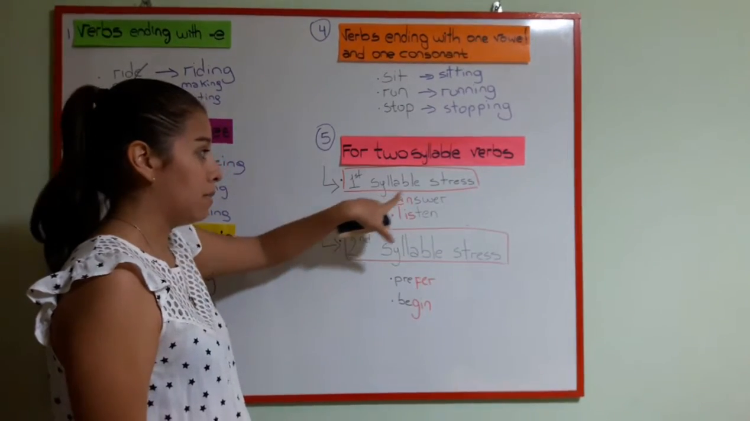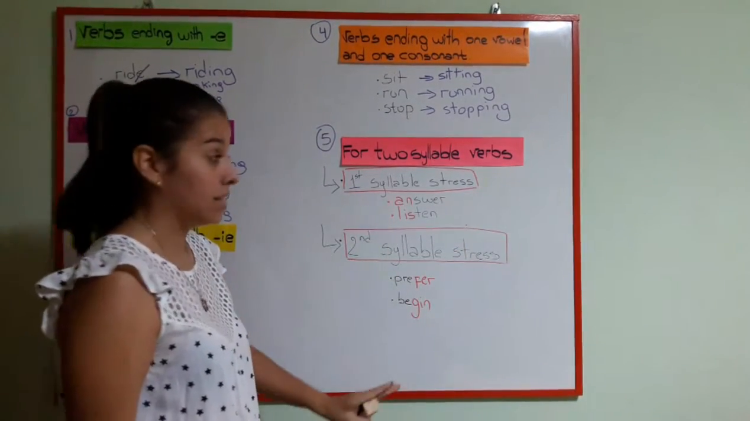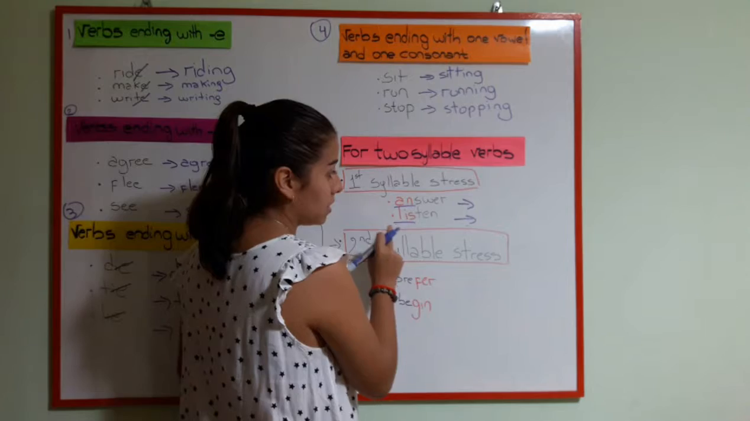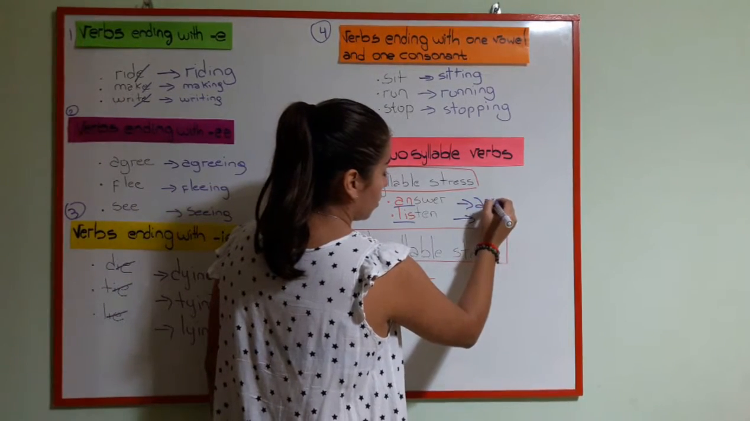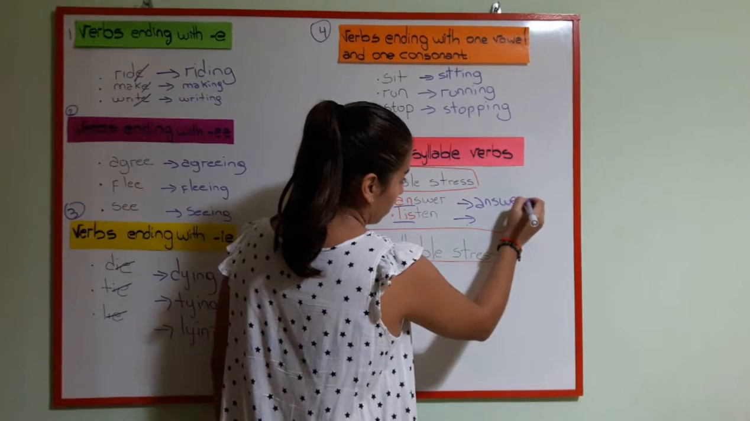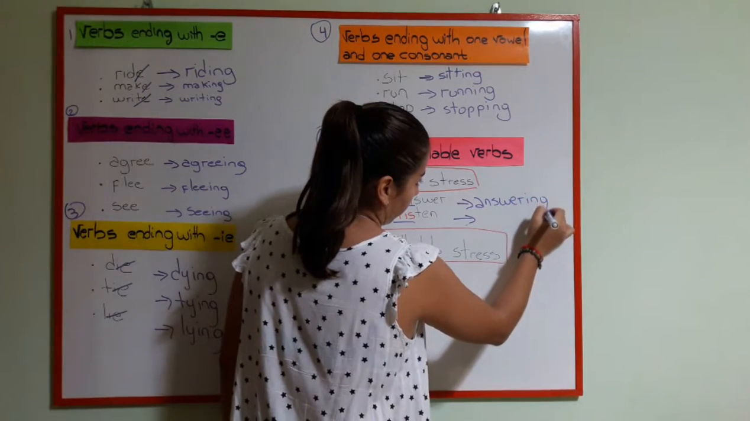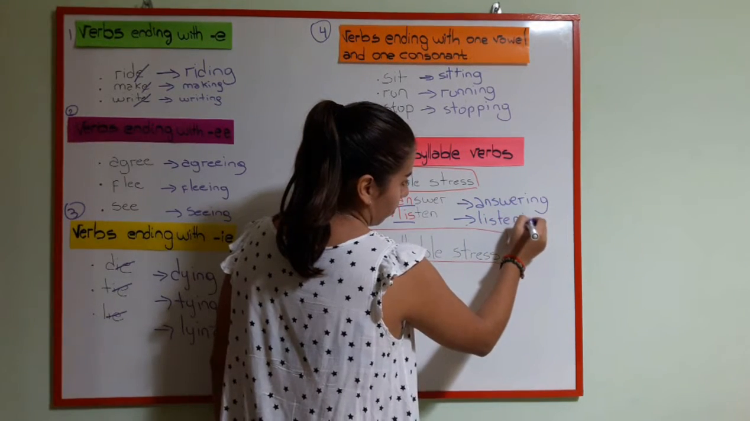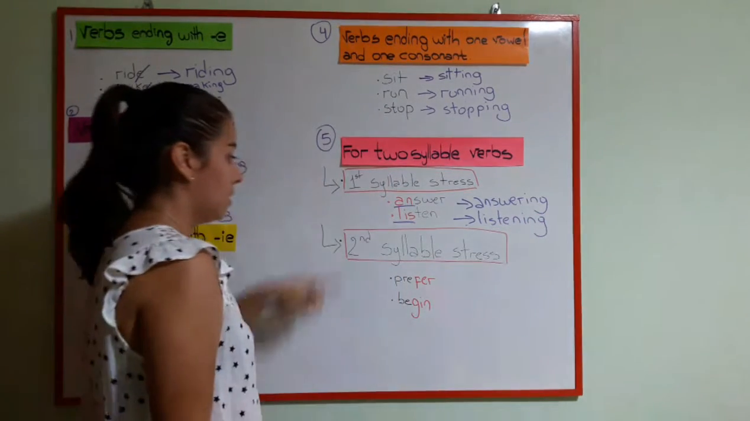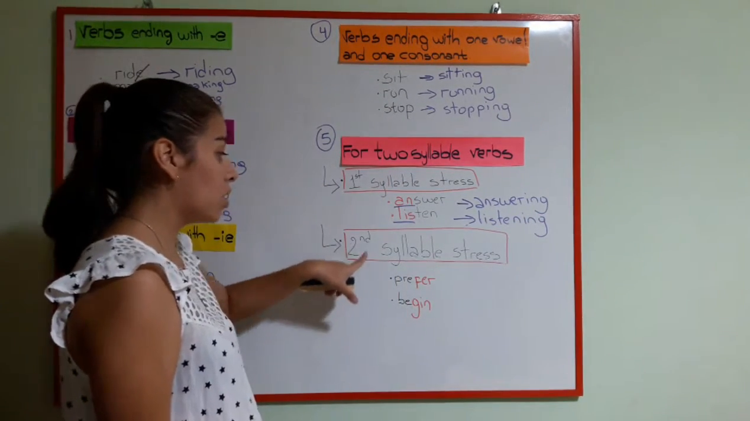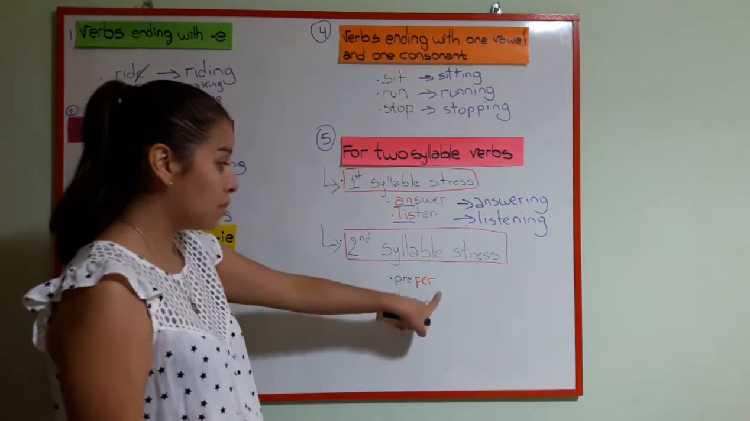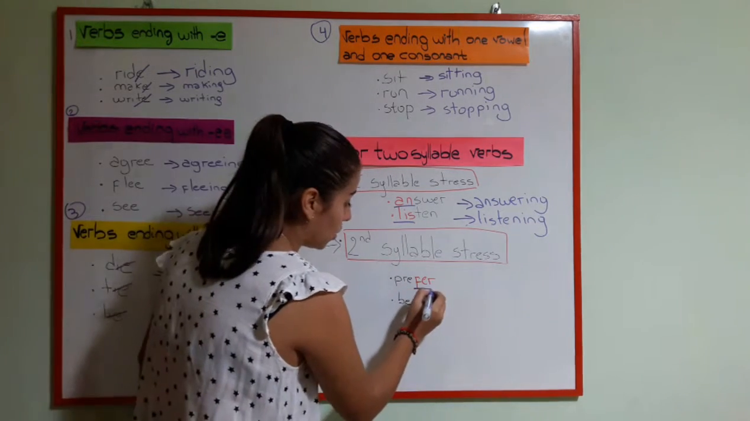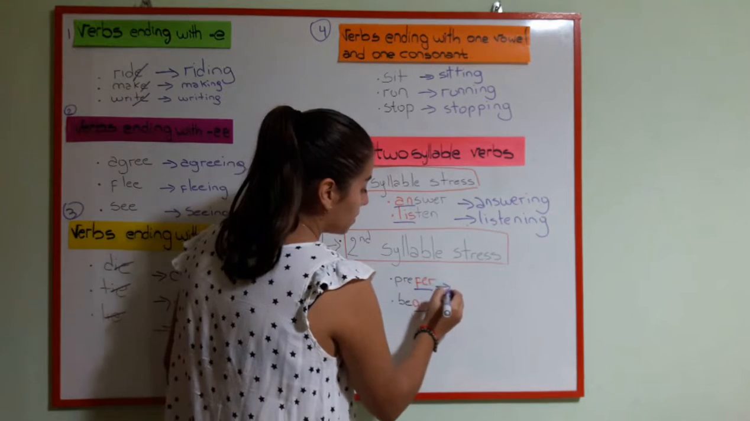Yes, the fifth rule. For two-syllable verbs, if the first syllable is stressed, we just add ing. Answer? Yes, we have the stress here in the first syllable, so we only add ing. Now, if the second syllable is stressed, we have to double the last consonant. Yes? The stress is in the second syllable, so we double the consonant.